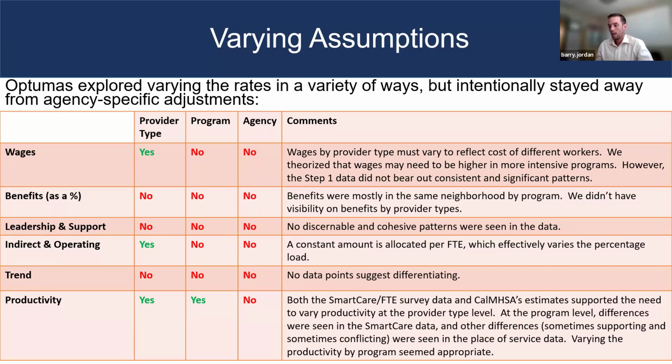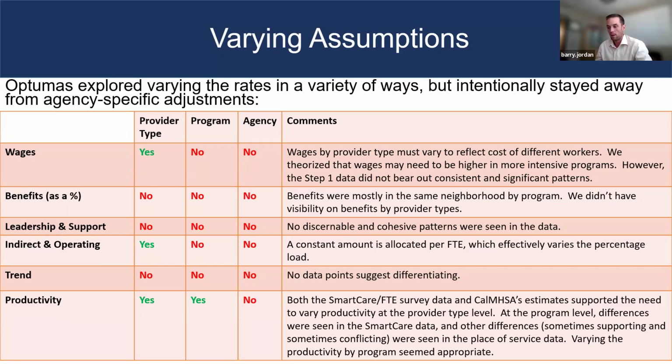The indirect and operating adjustment does vary by provider type. And this is more of an effective variation, because this was built in specifically on an FTE level. That means there's a consistent amount that's built in for each provider type, which therefore is going to mean that providers with higher wages will have a lower effective percentage. Providers with lower wages will have a higher effective percentage based on the constant amount built in.